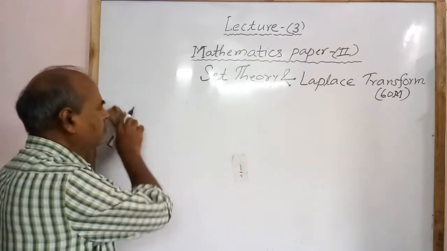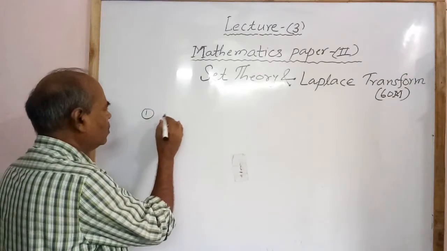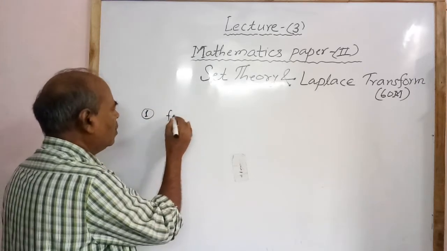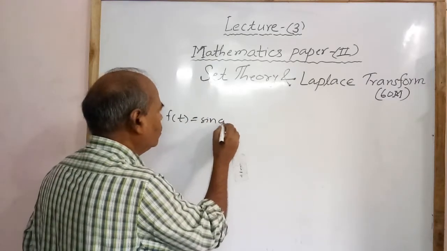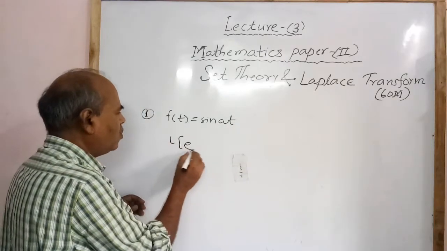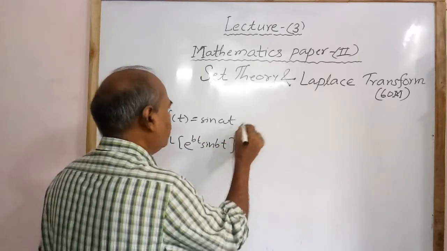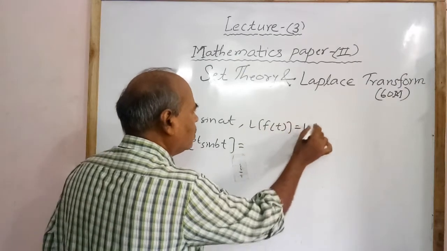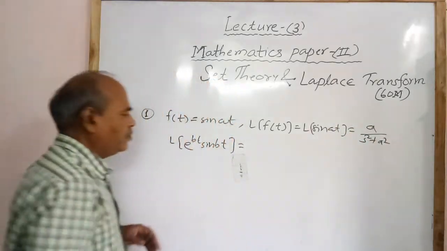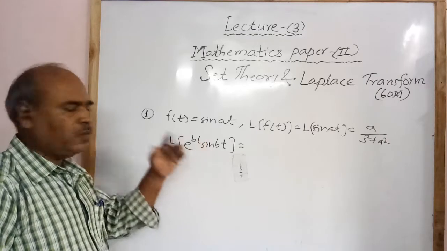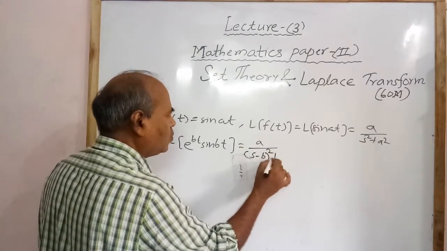By using this shifting property, we write some formulae. First, if f of t equal to sin at, then Laplace of e to the power bt sin at. First we write Laplace of f of t, Laplace of sin at equal to a divided by s square plus a square. Now multiply by e to the power bt, then by our shifting theorem, here the value of a is b, therefore we have a divided by (s minus b) whole square plus a square.